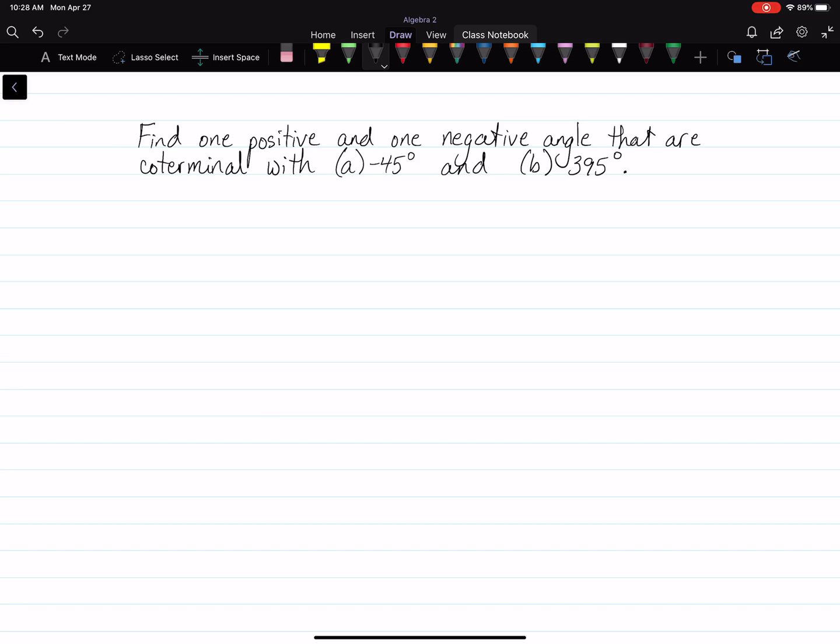Gonna show you how to do coterminal angles here, how to find them. Basically, before we start with our problem, the problem says find one positive and one negative angle that are coterminal with A, negative 45 degrees, and B, 395 degrees. So we got two examples here. I'm just gonna explain to you what a coterminal angle is.